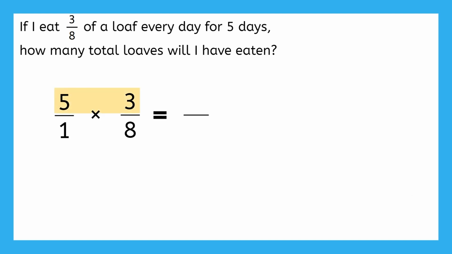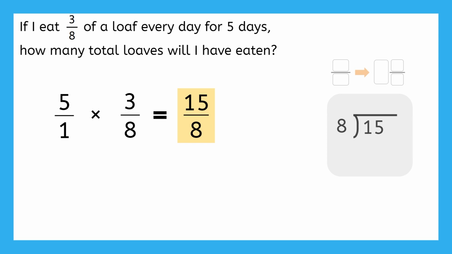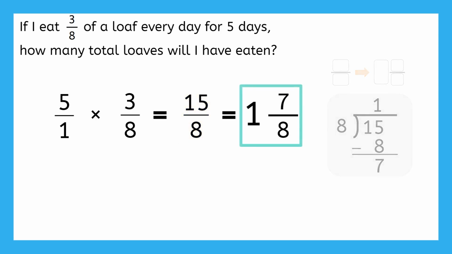Multiply the numerators, 5 times 3, and that equals 15. Then we multiply the denominators. 1 times 8 equals 8. Now we simplify. 15/8 is an improper fraction, so we need to regroup and convert this improper fraction into a mixed number. 8 goes into 15 one time, with 7 left over. Over the course of 5 days, I ate 1 7/8 loaves of bread.